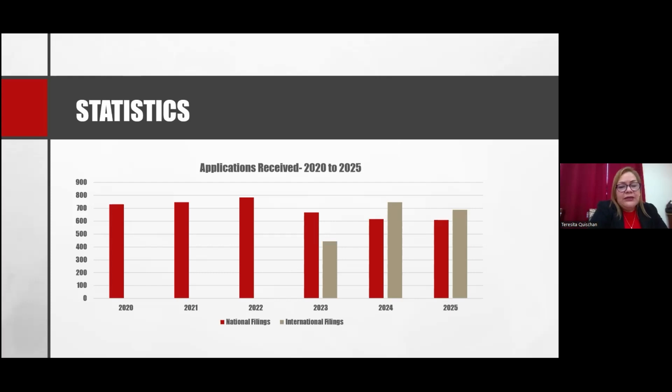The trend continued in 2024 and 2025, where international filings surpassed national filings. In 2024, there were 747 international filings compared to 616 national filings. And in 2025, 687 international filings versus 609 national filings. So we are basically receiving an average of 1,200 trademark applications annually.